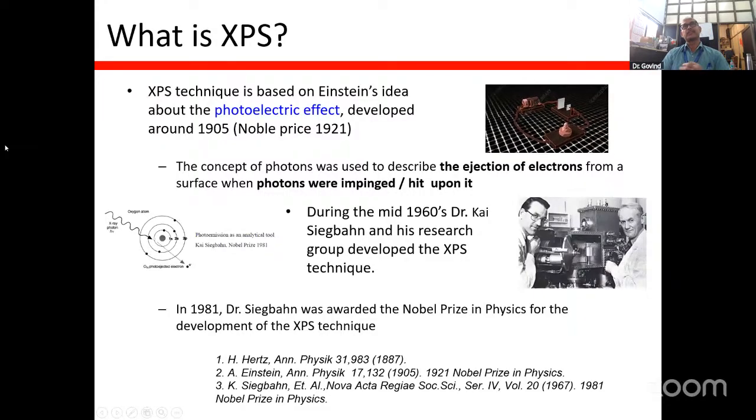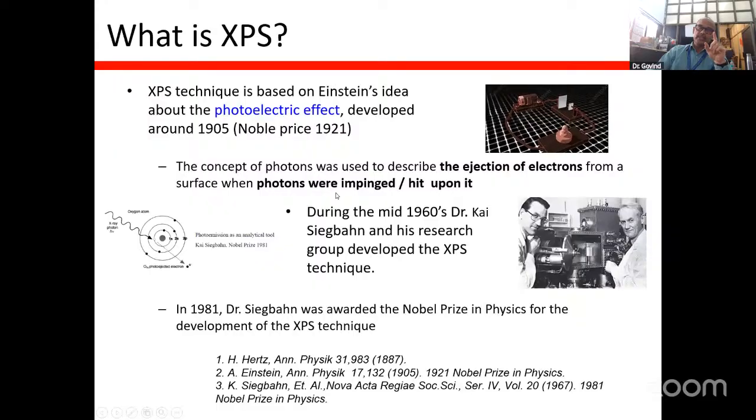So what is XPS? Everyone knows XPS. It's nothing but an old Einstein story. Einstein's idea of the photoelectric effect, which was developed in 1905. And of course, Einstein got the Nobel Prize for this effect in 1921. So what did it say? It's the concept of a photon, and when that photon bombards any surface, it ejects an electron. So that ejection of an electron upon the bombardment of a photon is the concept.